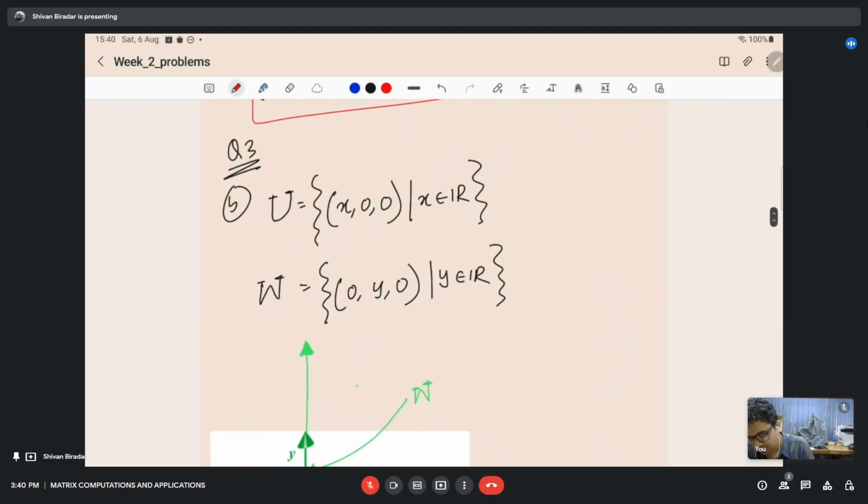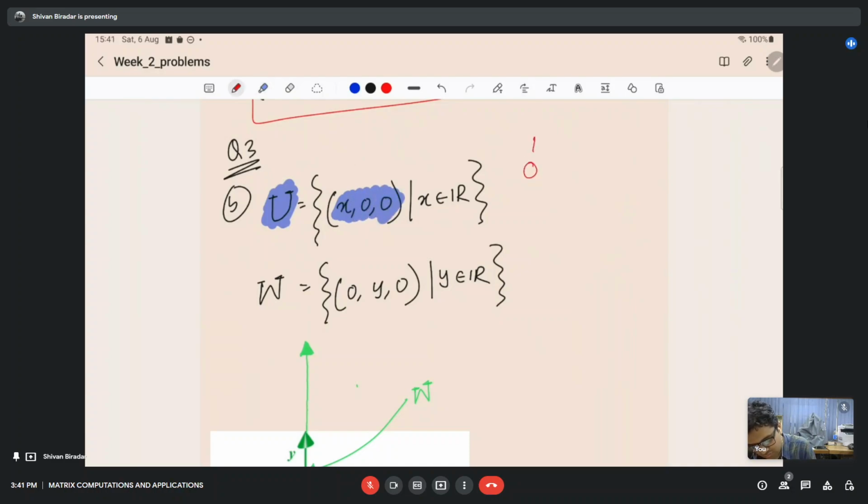So let us take another example. Always think geometrically first in linear algebra. Then you'll try to understand the higher dimensional part. So let us take another example where U is a subspace and this looks like this.